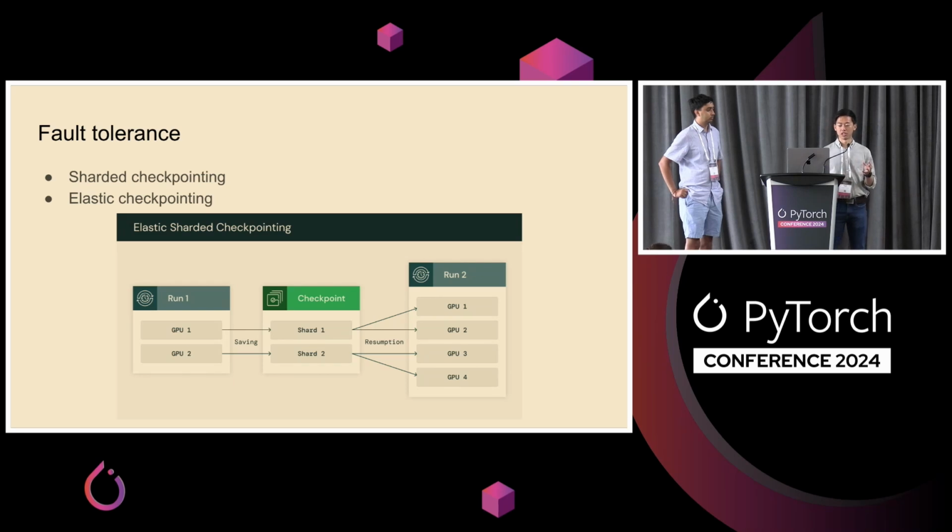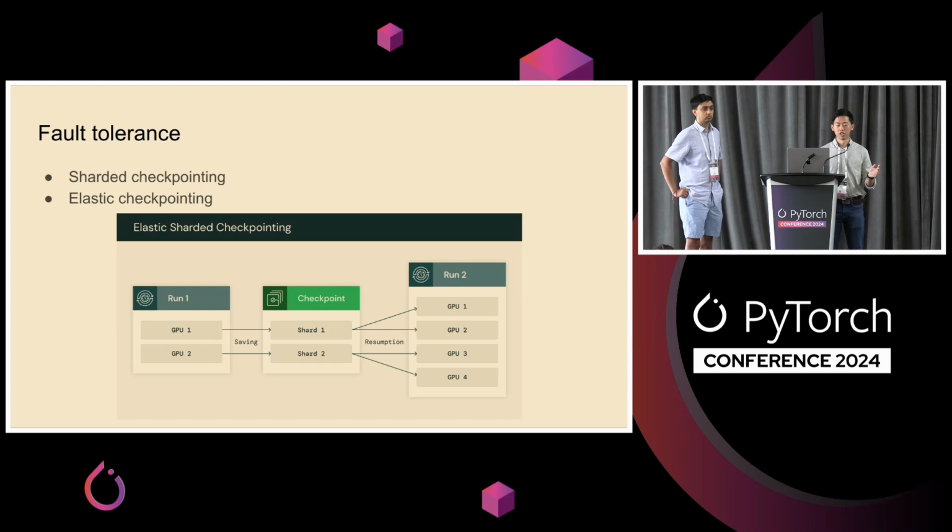So sharded checkpointing is what it sounds like. When you shard your model over many different GPUs, instead of checkpointing by gathering the entire model onto one GPU and saving a full copy of the model from that one GPU, you have each GPU save the portion of the model that's been sharded to it. So that's the first two boxes in the figure.